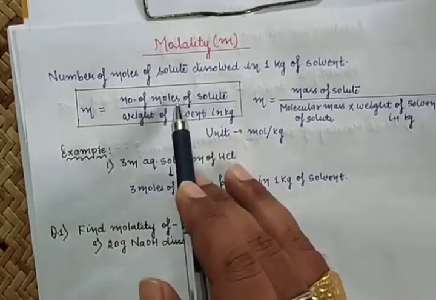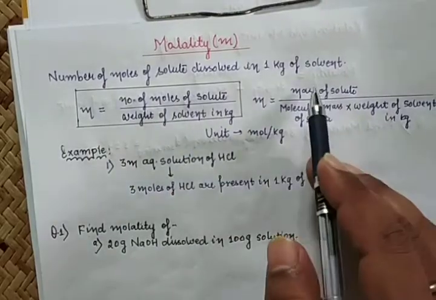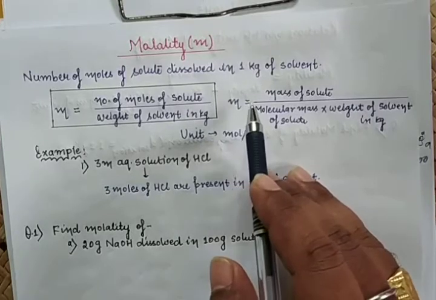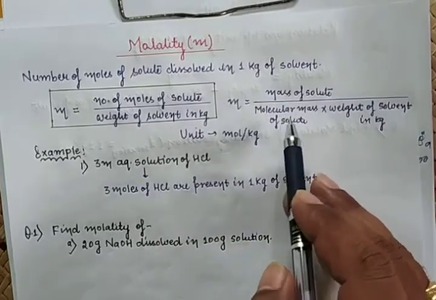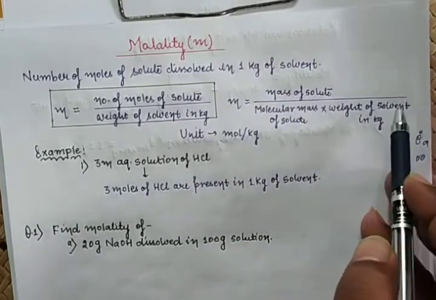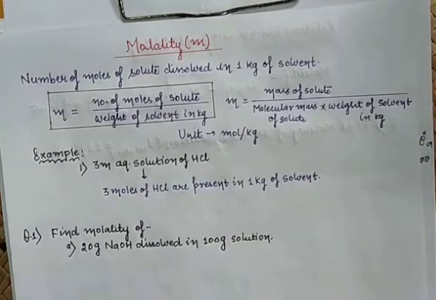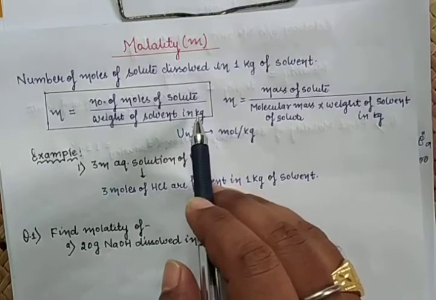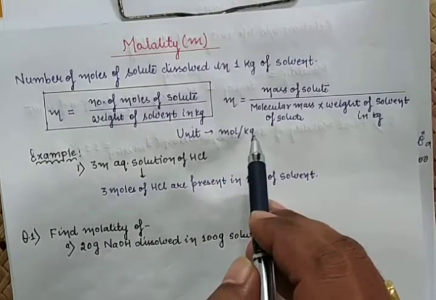Now again you convert number of moles into mass upon molecular mass. So the formula is mass of solute upon molecular mass of solute into weight of solvent in kg. Clear? Now the unit is mole per kg, so mole divided by kg.